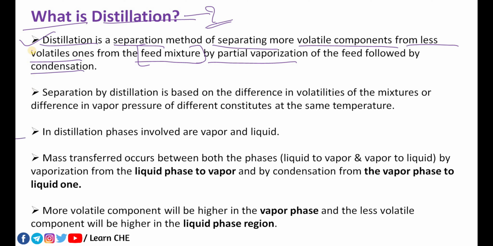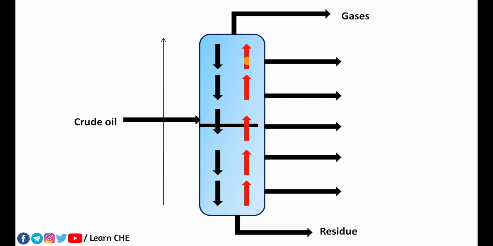Now the second point is that separation by distillation is based on the difference in volatilities of the mixture, or difference in vapor pressure of different constituents at the same temperature. What does that mean? This is our distillation column, and here we are supplying crude oil. Suppose we are assuming that this distillation is deployed in a petroleum industry, right? This is our feed plate, and this black arrow going downward is the liquid, and this red one is the vapor which is going upward.